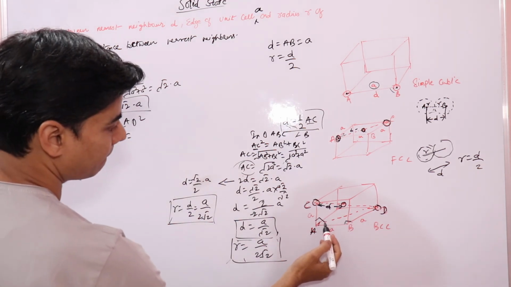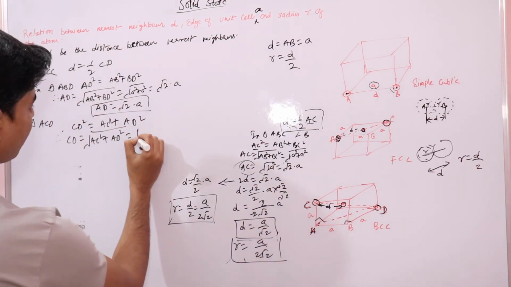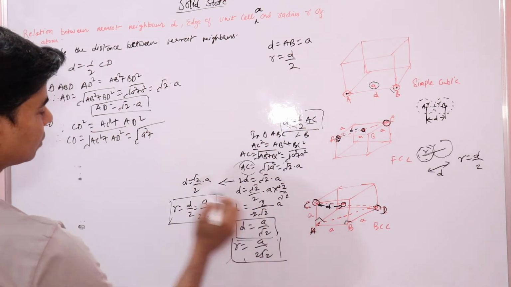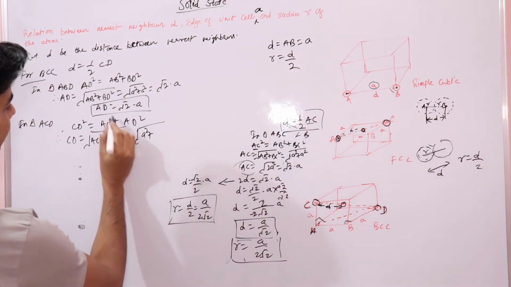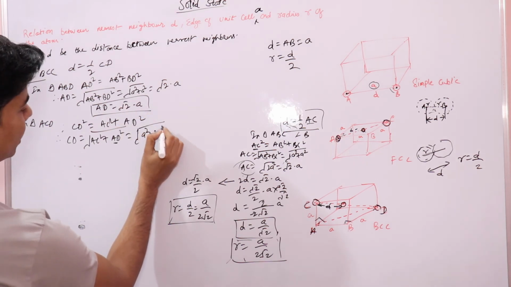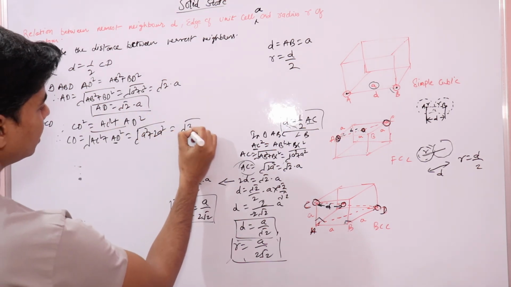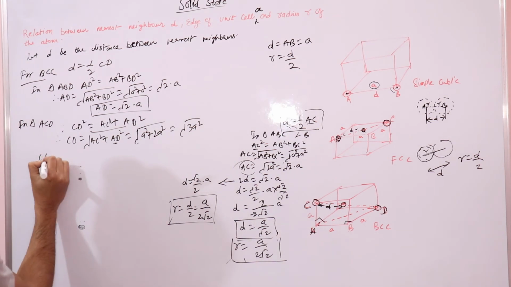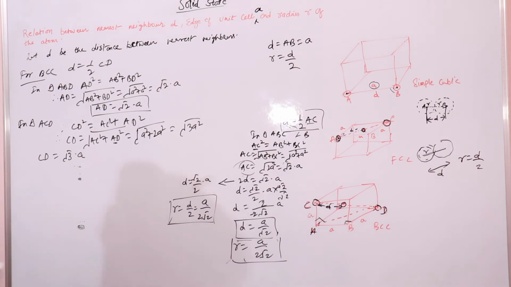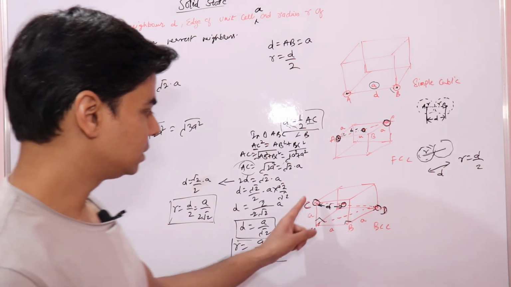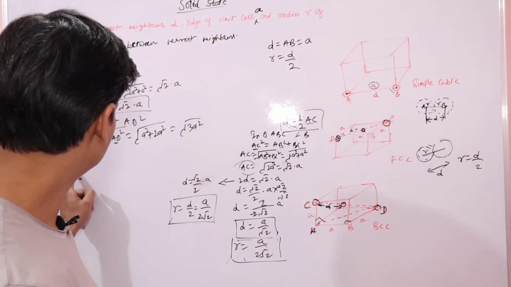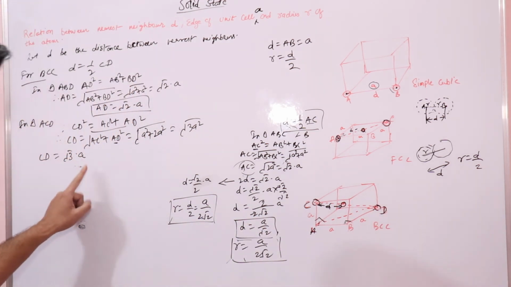AC is equal to a square, right? AC square is a square, and AD is from here. AD square is your 2a square. 2a square, this would be 3a square. So we have CD is equal to, this is the relation, right? CD is equal to root 3a.